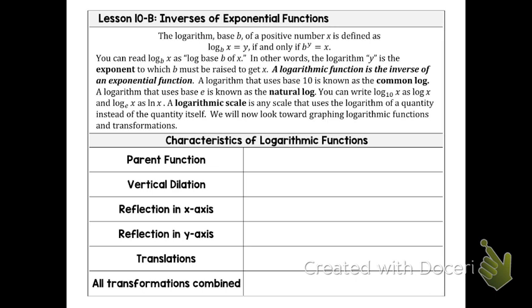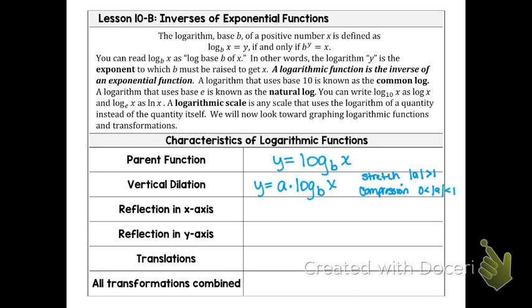All right, so we have our parent function. And our parent function is just going to be y equals log base b of x. We have a vertical dilation, which means we have y equals a times log base b of x. Now, this vertical dilation could be a stretch, and in that case, the absolute value of a would have to be greater than 1. Or it could be a compression or a shrink, which means that the absolute value of a would have to be between 0 and 1.